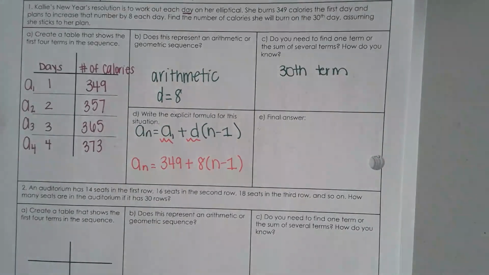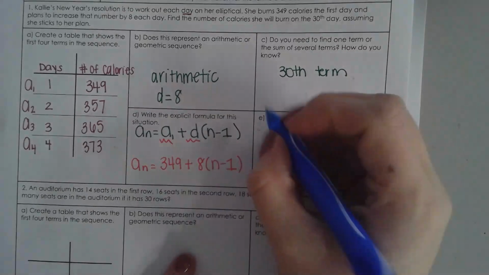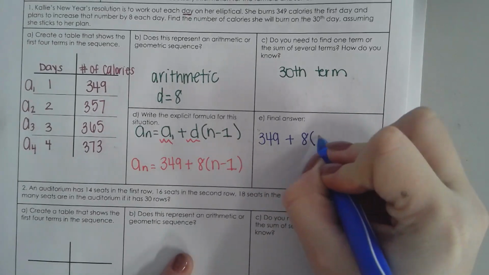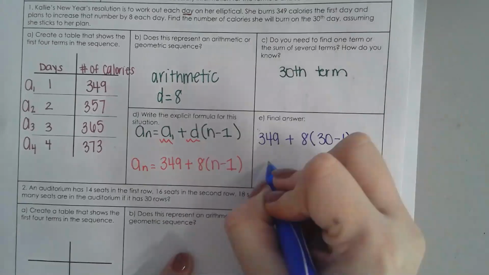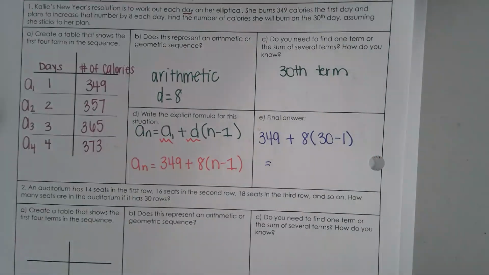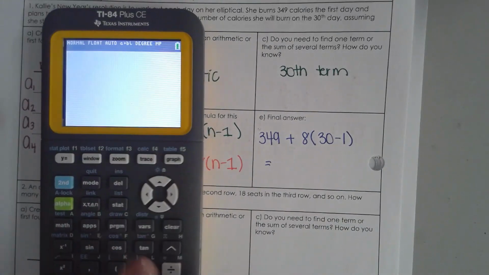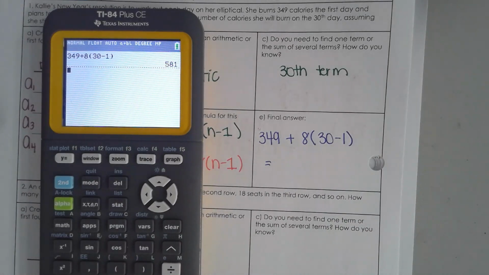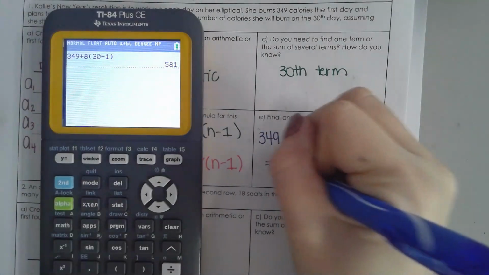Do we need sigma for this? No. So we're just going to do 349 plus 8, and then 30 minus 1 in parentheses. And then you can type that in your calculator. For right now, you can use these handhelds just because it's too much to have your Chromebook out. On the test, it will be on the Chromebook and you'll do everything through Desmos. Okay, but for now, we'll just use these. And so we get 581 calories.